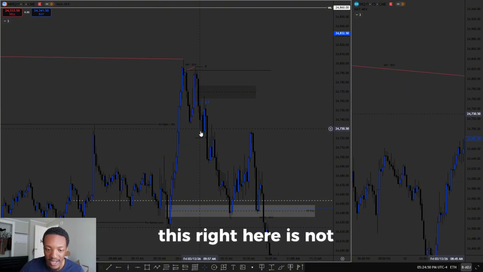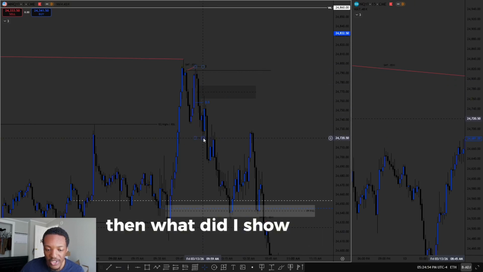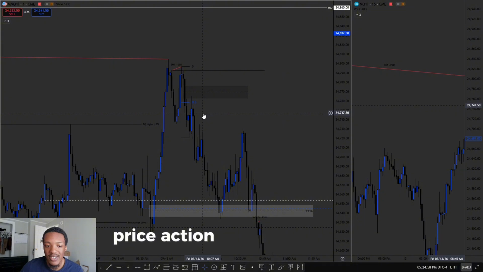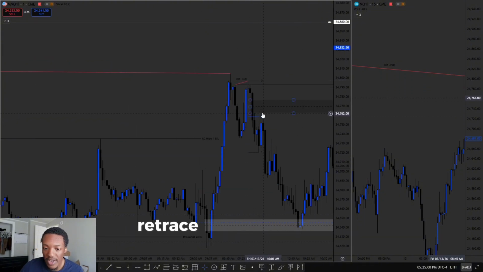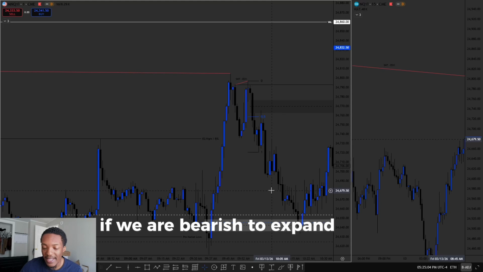This right here is not. So here we have an expansion. Then what did I show you in the image? We should have a retracement that leads to another expansion. Price action is going to expand, retrace into a PD array in the premium if we are bearish, to expand again lower.